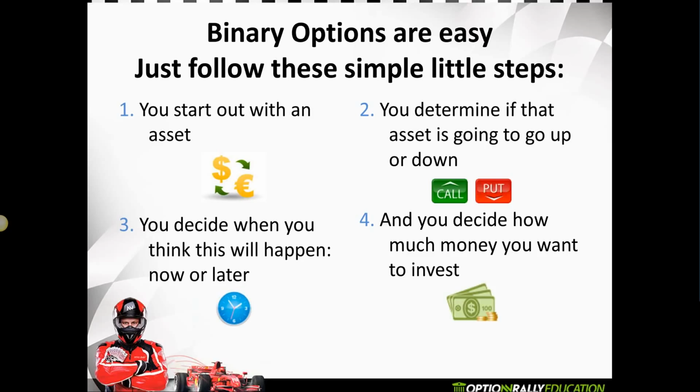So once you've selected the asset you want to trade, you then simply decide if that asset will move up or down, not how far. As long as it moves 1 pip, that's a thousandth of a point, in the direction you select, you make the predetermined profit. Next, you decide when you think this will happen, now or later. Most trades in binary options are done in what's called the now, which is the default expiry, about 15 minutes from now.